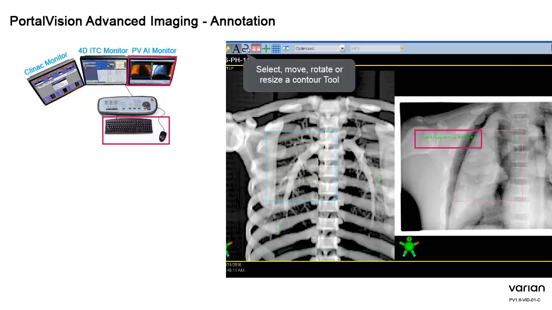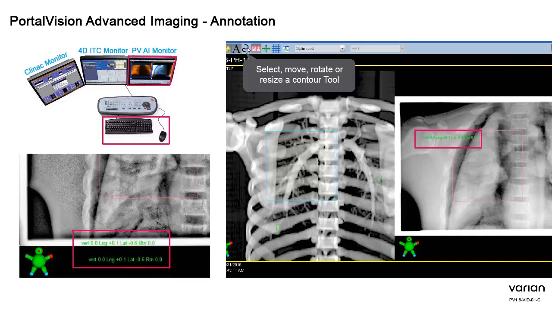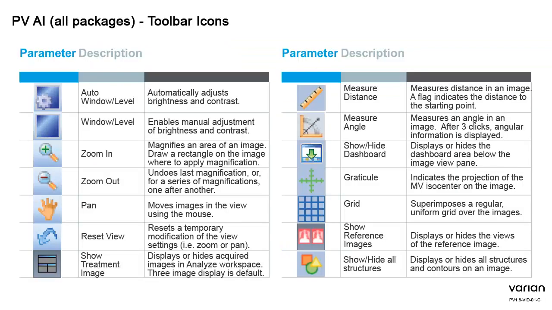Users can click on the Select, Move, Rotate, or Resize a Contour tool to modify or delete the annotation. The font size and color of the annotations are not adjustable. Multiple annotations on the same image are possible. See the PVAI instructions for use for more information on these tools. Toolbar icons are displayed here. A comprehensive list of the toolbar icons can be found in the Portal Vision Advanced Imaging Instructions for Use.